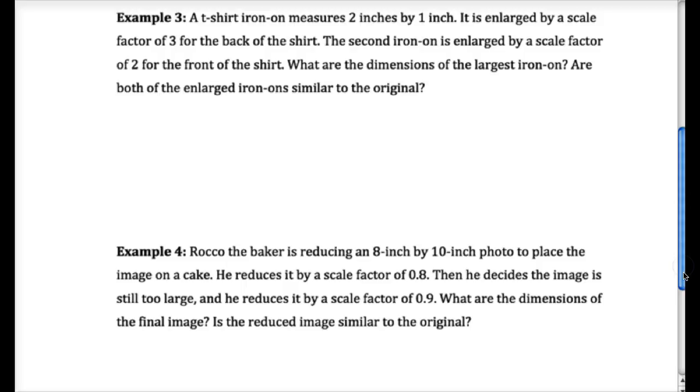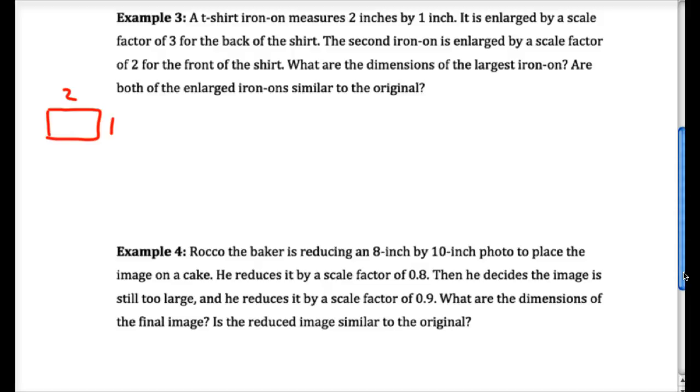All right, try the next one. A t-shirt iron-on measures 2 inches by 1 inch. Here's the iron-on. It's 2 by 1. It is enlarged by a scale factor of 3 for the back of the shirt. The second iron-on is enlarged by a scale factor of 2 for the front.